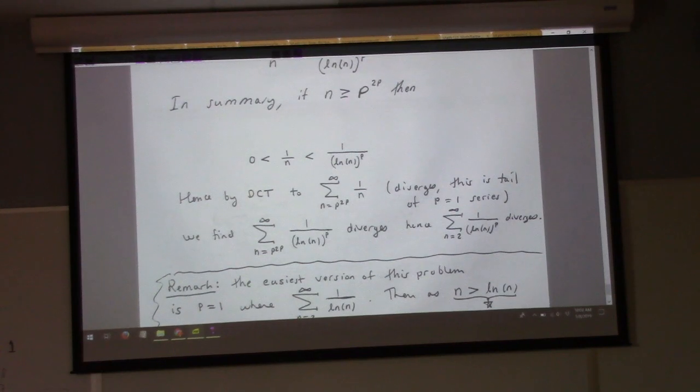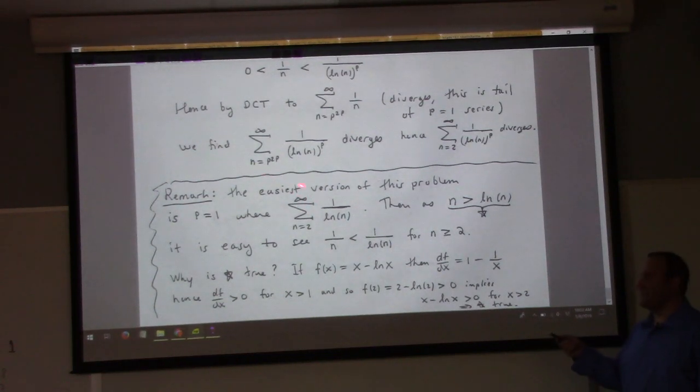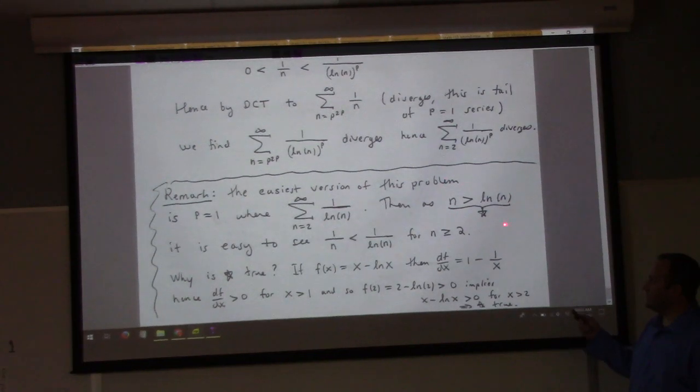Anyway, there it is. It diverges. Of course, the easiest version of this problem is just the sum over log n. If I just had the sum over log n, then I think most of you would be comfortable stating this inequality if you thought about it for a little bit, right?